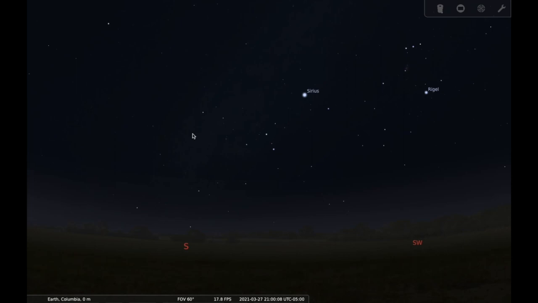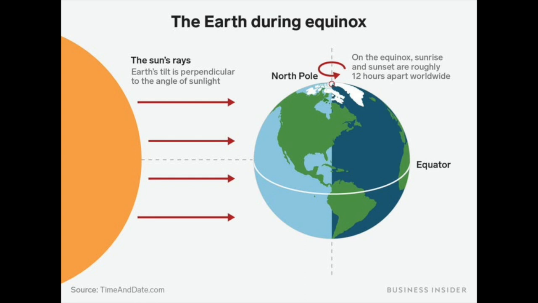Hi, everyone. This is Megan Stolting from the Planetarium bringing you a night sky update for spring 2021. Towards the end of March every year in the Northern Hemisphere, we have our spring or vernal equinox, which is our first day of spring. On the equinox, we have equal day and equal night because the sun's rays are coming at Earth perpendicular to Earth's axis.